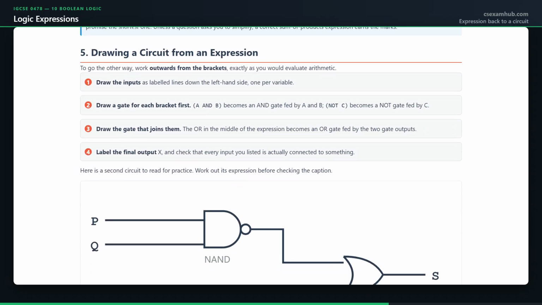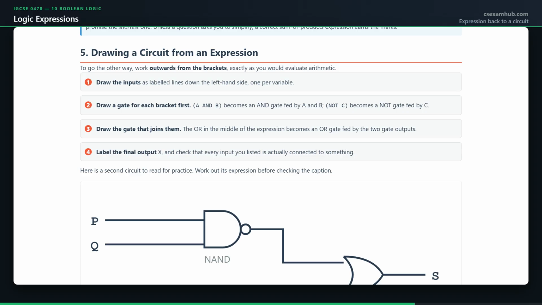And the last direction, expression to circuit. Work outwards from the brackets, exactly as you would evaluate arithmetic. First, draw the inputs as labeled lines down the left-hand side, 1 per variable. Second, draw a gate for each bracket. Because brackets are evaluated first, A and B becomes an AND gate fed by A and B, and not C becomes a NOT gate fed by C.